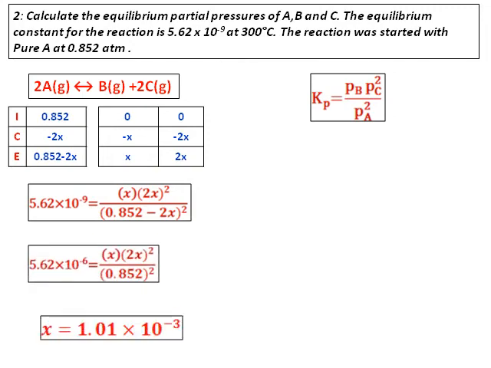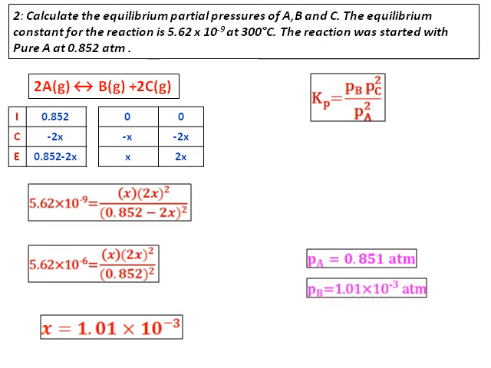Hence I get the value of X as 1.01 times 10 to the power of negative 3, and with the value of X I can get all the partial pressures of PA, PB and PC. You can see that the partial pressure of A hasn't changed much. It has changed by just 0.001 unit.